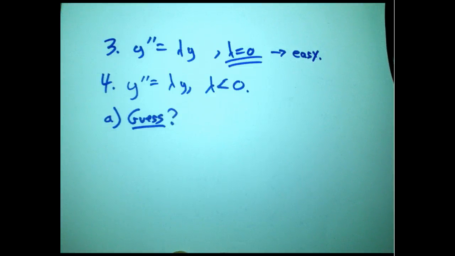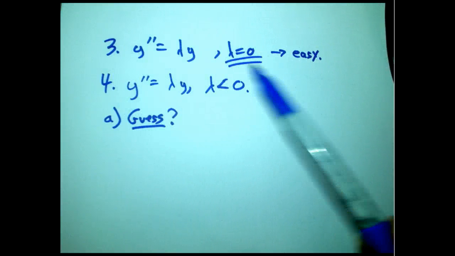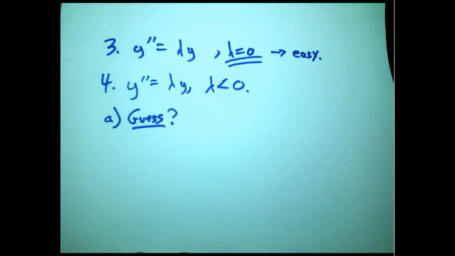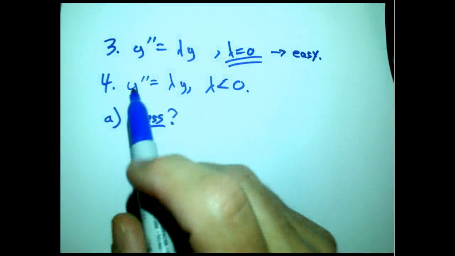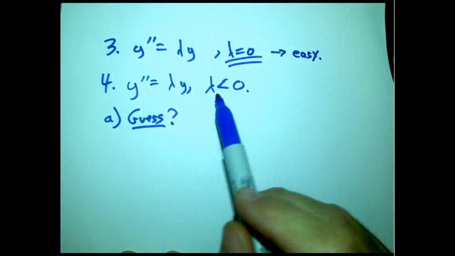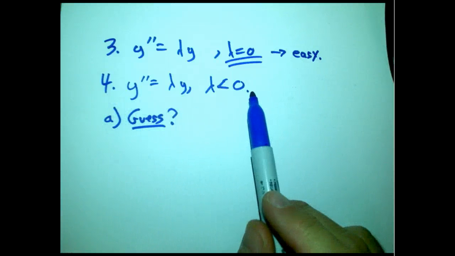So let's continue with this story of trying to solve these second order differential equations and comparing what we get. On the PDF, number 3 is just doing the case where lambda equals 0. That's really easy, and it can lead in a different direction because it's an interesting special case, but it doesn't lead towards the complex numbers. So I'm going to skip it. Y double prime equals lambda y, lambda less than 0. That's going to be the really interesting case.